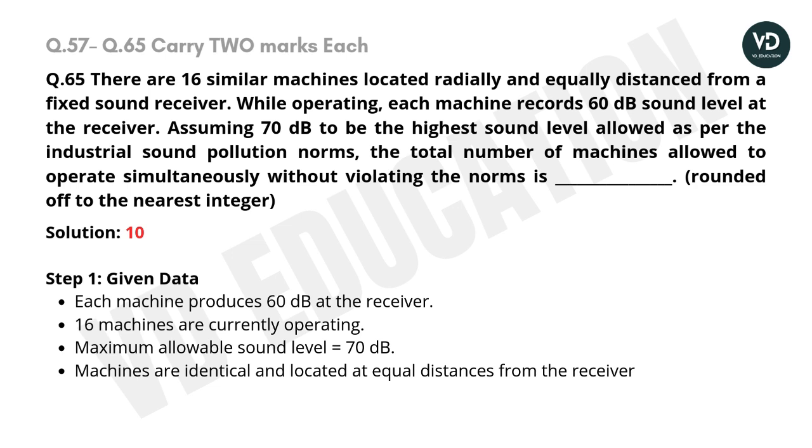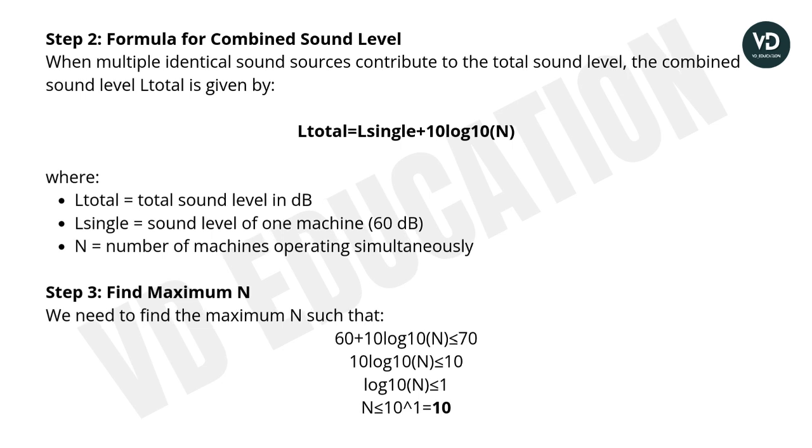First write down the given data. Each machine produces 60 decibel at the receiver. 16 machines currently operating. Maximum allowable sound level is 70 decibel. Machines are identical and located at equal distance from the receiver. Step 2. Formula for the combined sound level. When multiple identical sound sources contribute to the total sound level, the combined sound level L total is given by this formula, where L total is the total sound level in decibel, L single the sound level of one machine, that is 60 decibel, and N the number of machines.